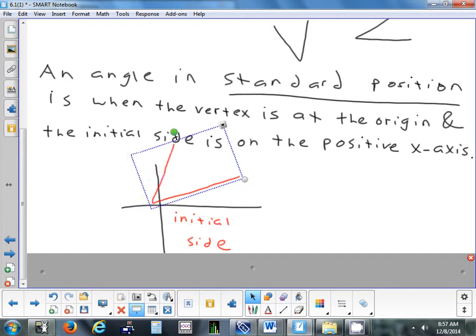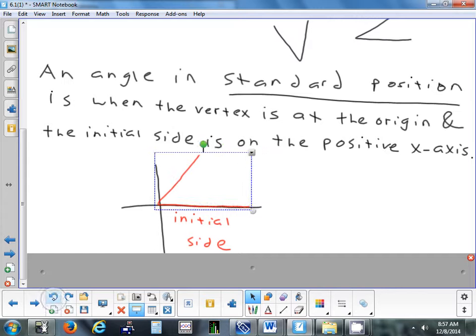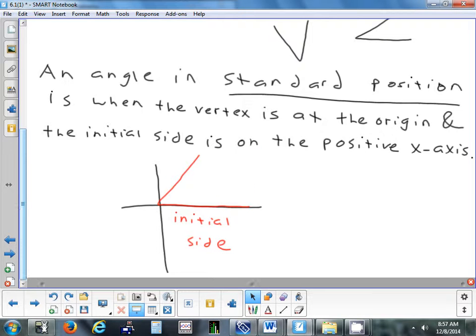Okay, let's say I did something like that. Is that in standard position? No. What's wrong with it now? It's not on the x-axis. Right, the initial side is not on the x-axis, even though the vertex is at the origin. So both of those things have to happen for it to be in standard position. Any questions on that?